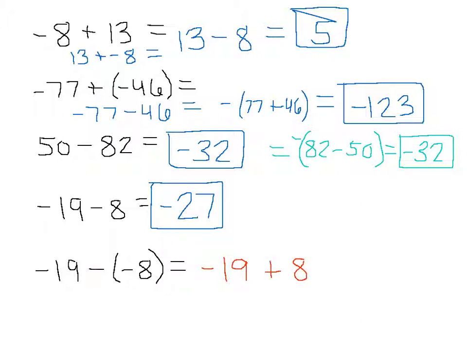Because in math, 2 wrongs make a right. When you subtract a negative, here's what happens. Subtracting moves you left on the number line, but when you subtract a negative, it flips you in the other direction. Moving right is the same thing as adding. So negative 19 plus 8 is going to give us negative 11. That is the most important answer of them all.